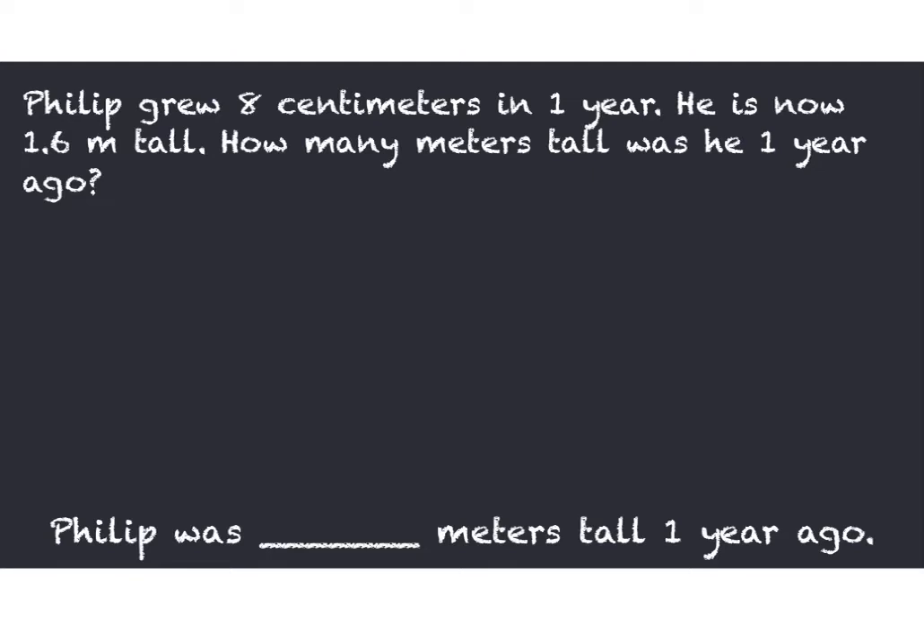Philip grew 8 centimeters in 1 year. He is now 1 6/10 meters tall. How many meters tall was he 1 year ago? So this is asking us how many meters he was 1 year ago. All right, so Philip was blank meters tall 1 year ago. Well, we know that he grew 8 centimeters and that he is now 1 6/10 meters tall.